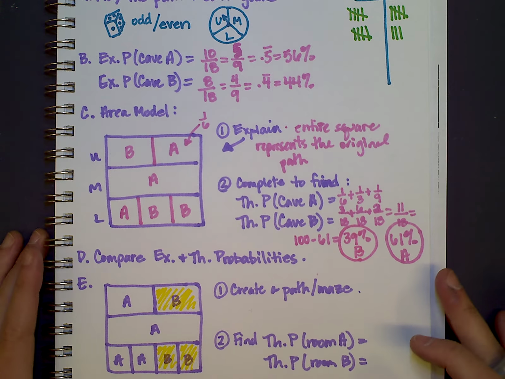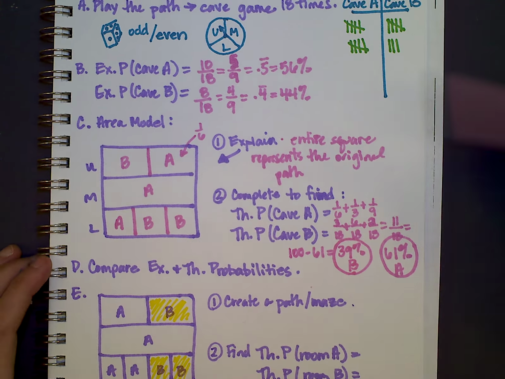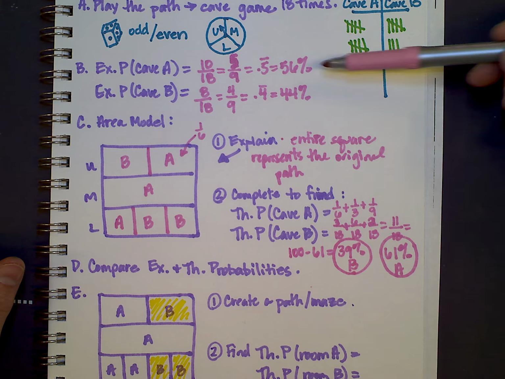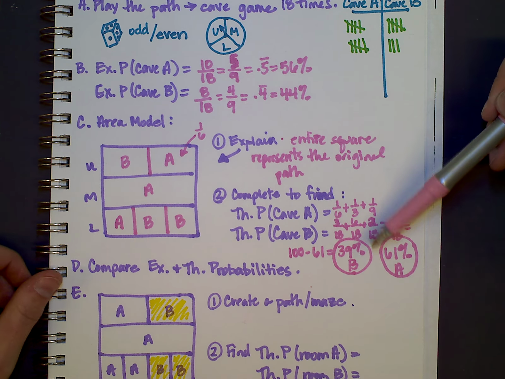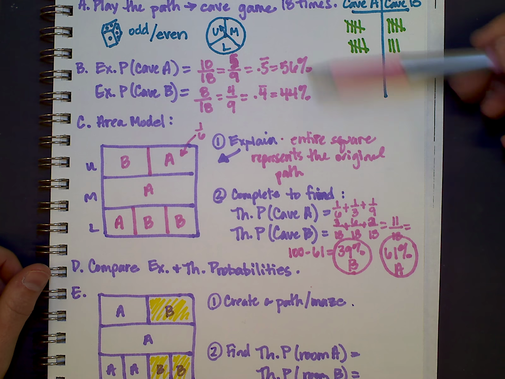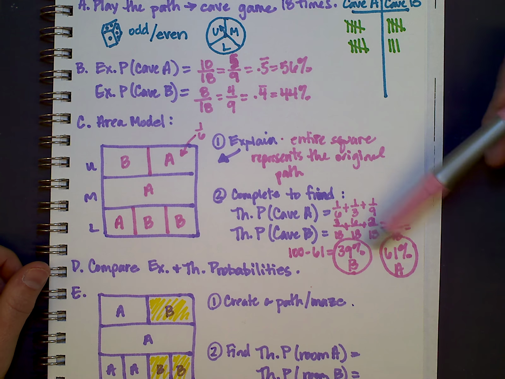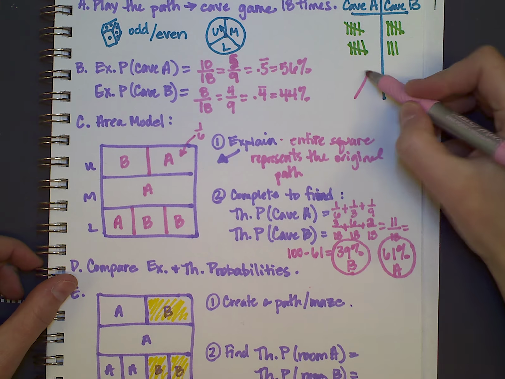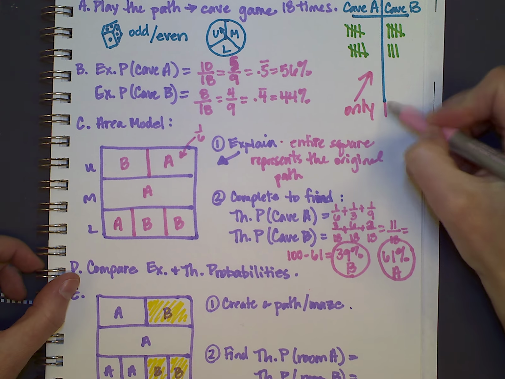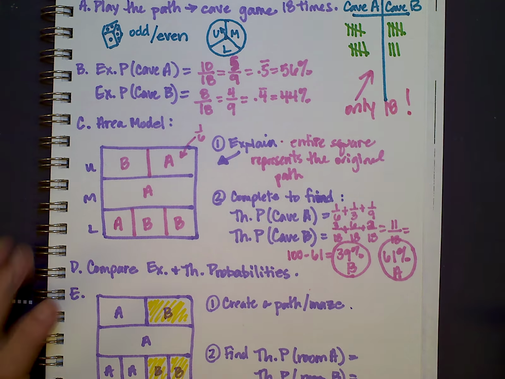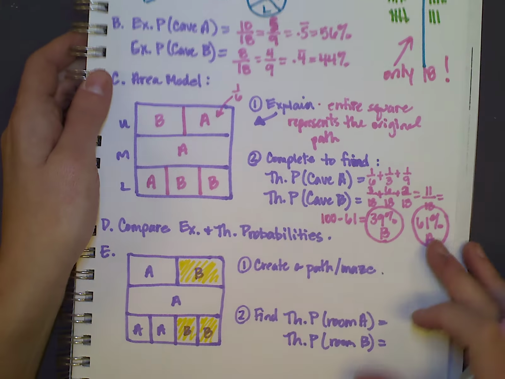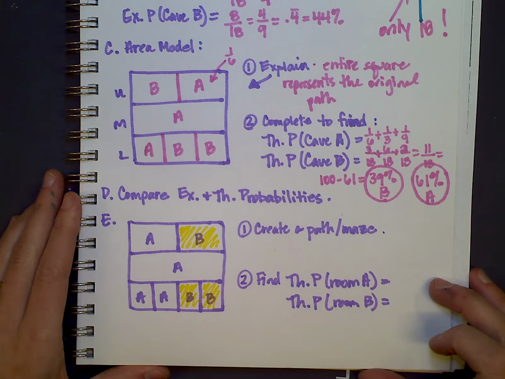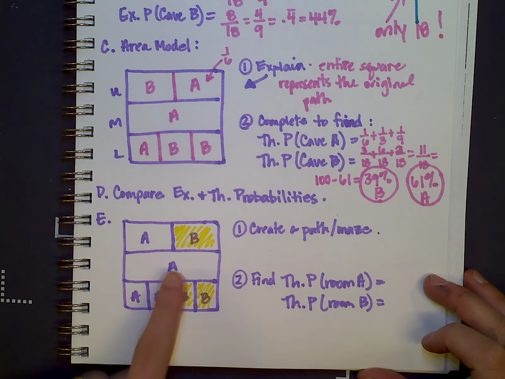Alright, so to compare my theoretical and experimental probabilities, they were fairly close, but 56 to 61, 44 to 39, fairly close. The reason that my experimental and my theoretical probabilities aren't closer, they don't match, is because look how many trials I did. Only 18 trials. That's not very many. So I can't expect them to be actually matching at this point in time. Alright, let's go to the last part, which is creating a path from this path.